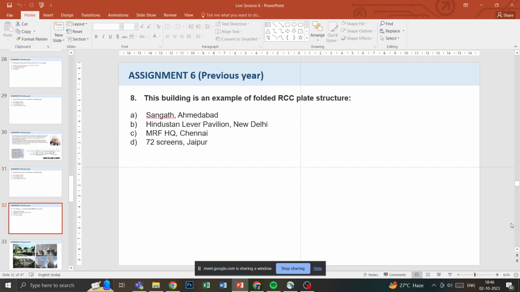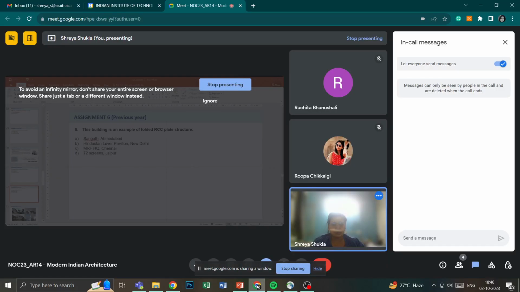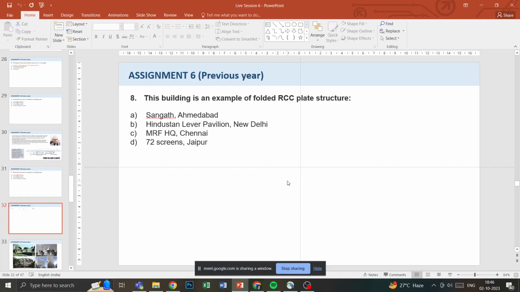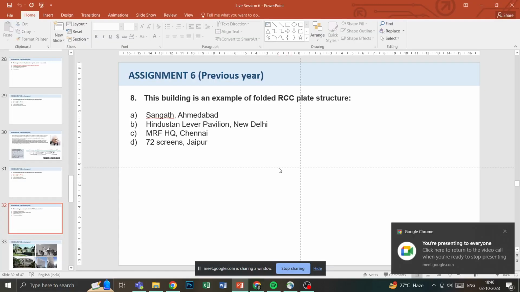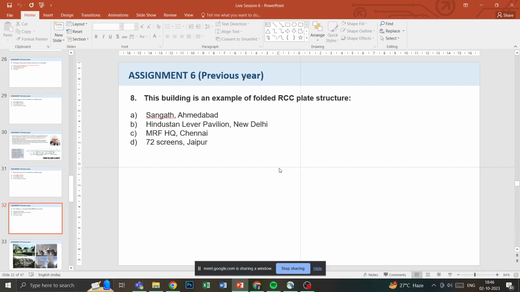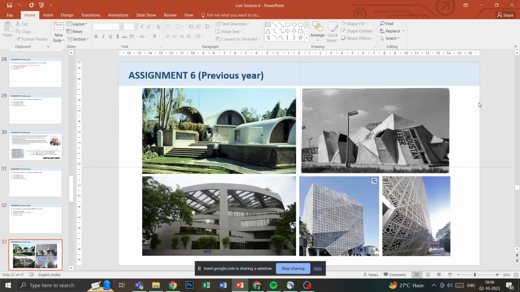Last three questions. Question number 8. This building is an example of folded RCC plate structure. Sangat, Ahmedabad; Hindustan Lever Pavilion, New Delhi; MRF headquarters, Chennai; 72 Screens, Jaipur. So this is how these buildings look.